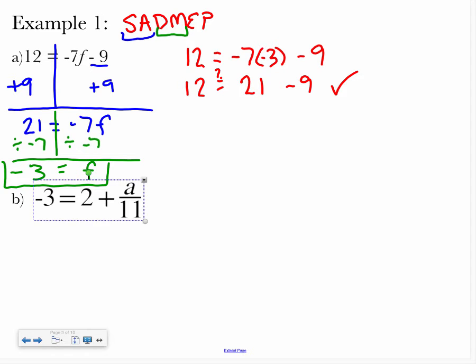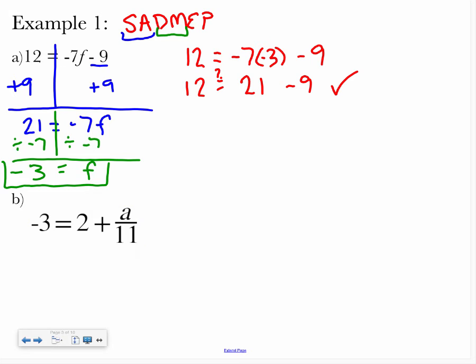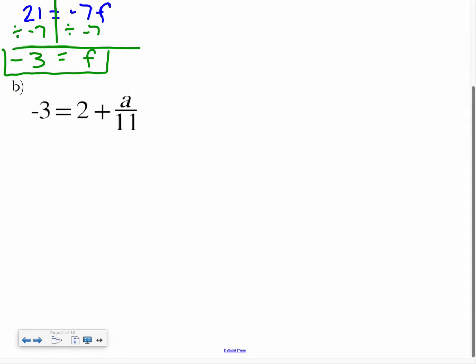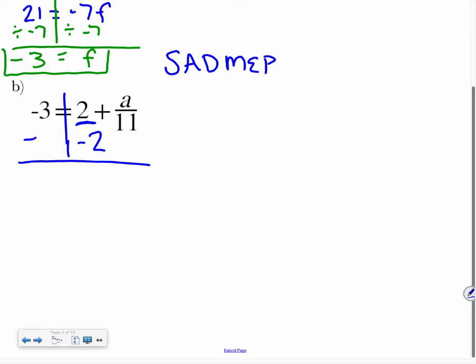Alright, let's take a look at this one. I'm just going to pull it down a little bit so it's easier to differentiate. Now, we want to solve for a. Again, we're going to do our order of operations backwards. Start by teeing it up. If we want to get a by itself, the first thing we have to move is the 2. Here we have a positive 2. How do we undo a positive number? We take it away. So we're going to subtract 2 from both sides. Negative 3 minus 2, that gives me a negative 5, equals a over 11.